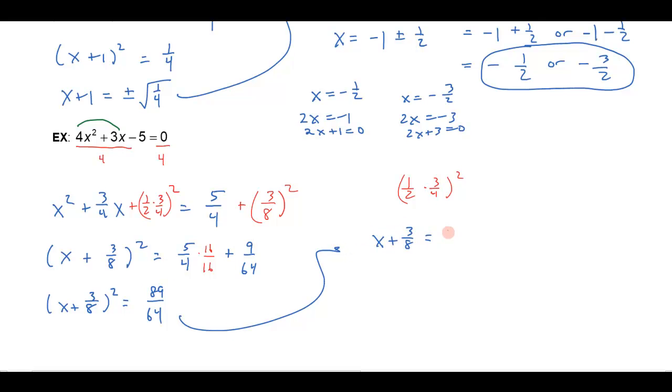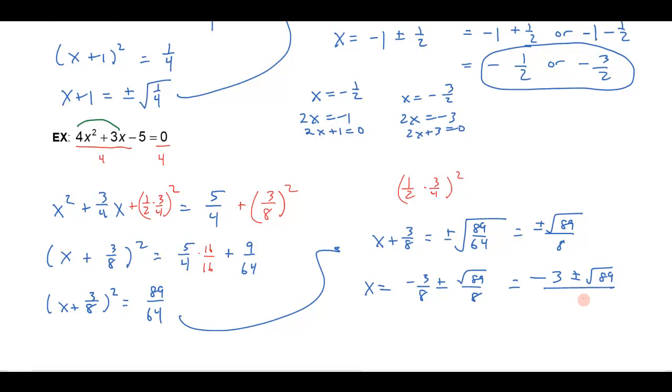X plus 3/8 is going to be plus or minus the square root of the 89/64, which is plus or minus the square root of 89 over 8. So my x is going to be -3/8 plus or minus the square root of 89 over 8. And I can put those together. -3 plus or minus the square root of 89 all over that common denominator of 8. And so this would be my answer. And there, notice again, there are two answers here. Negative 3 plus the square root of 89 over 8, and then another one, negative 3 minus the square root of 89 over 8. And I could, again, plug those into my calculator if I wanted to get a decimal approximation, but at least in algebra class, we'll typically just leave our answer like that.